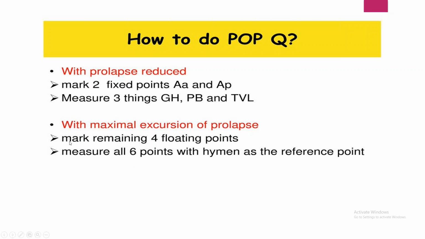Now with maximum prolapse, we are going to measure these points: AA, AP, BA, BP, C and D. We are going to measure all the points with the hymen as the reference. So we will be doing AP, BP, C, D, AA and BA. All the points we are going to measure with the hymen as the reference point. Okay? Got it?